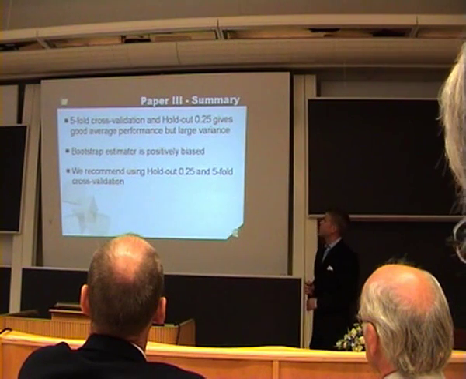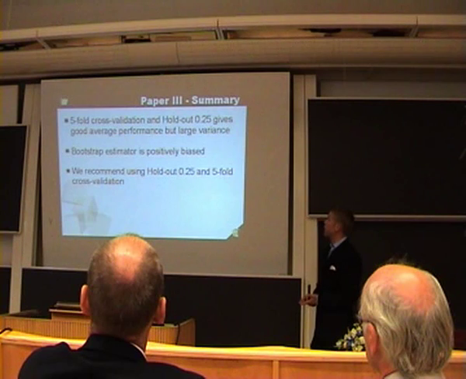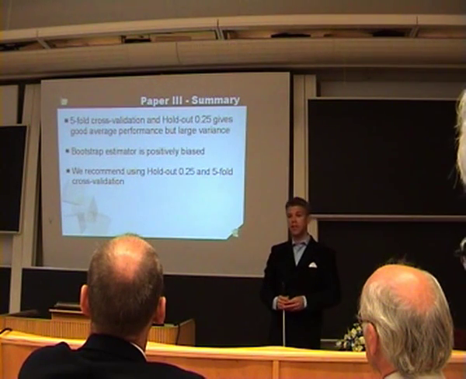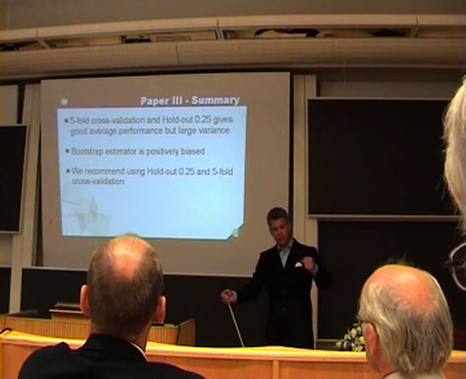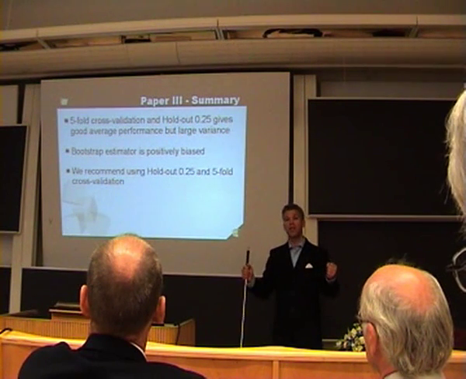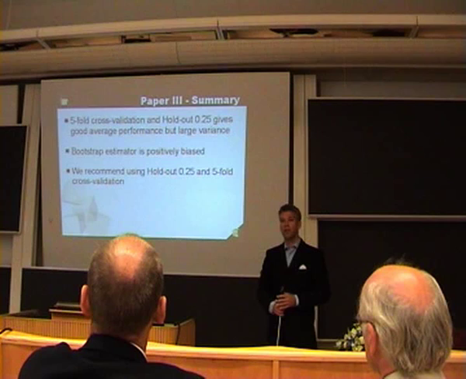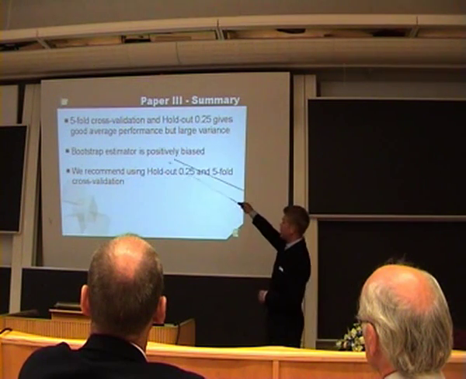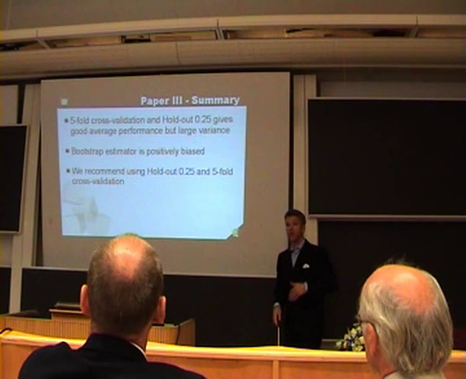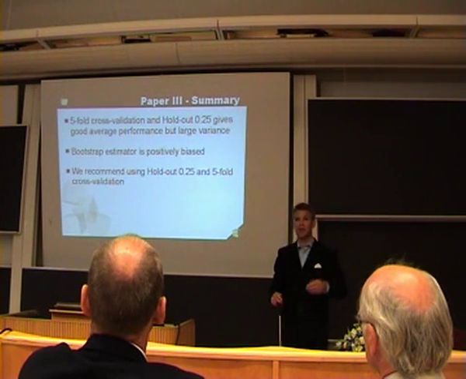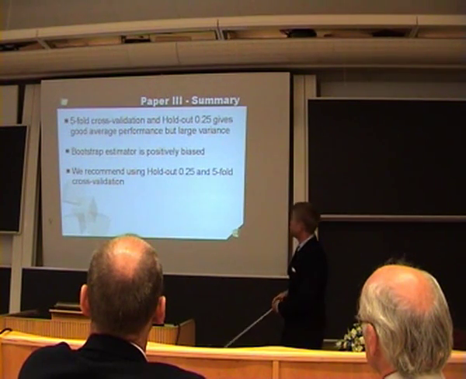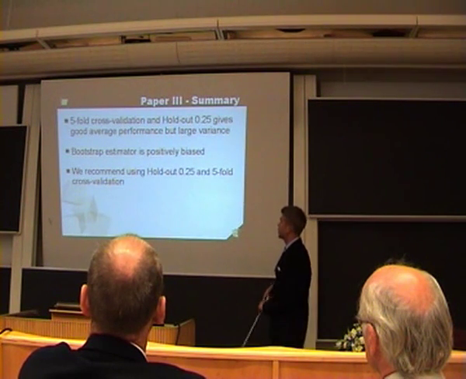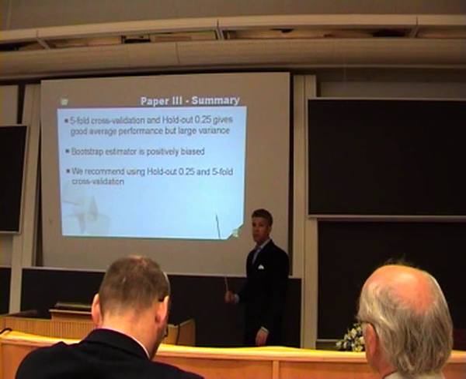And the results are actually that the 5-fold cross-validation and holdout give good average performance. But they do feature large variance, which means that we have a lot of different predictions, but on average, the performance is just right. The bootstrap estimator is positively biased, which means that it overstates the performance, basically. So in the end, we recommend using holdout 0.25 and 5-fold cross-validation, which is a tad surprising because holdout is a very, very simple resampling strategy.